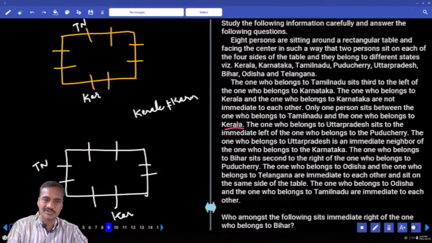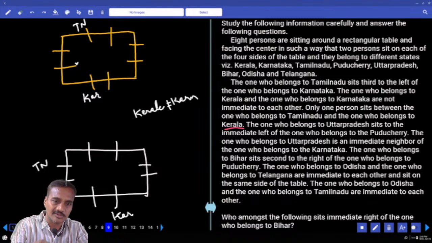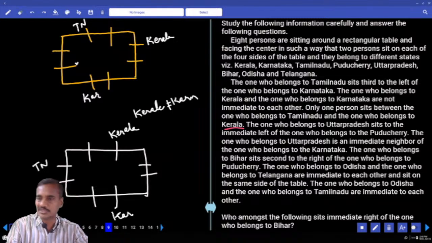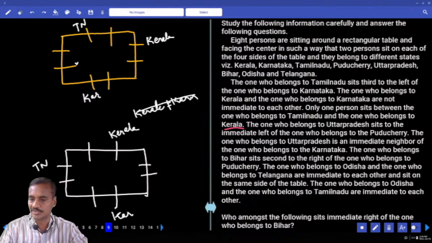And one person between Tamil Nadu and Kerala, hence Kerala cannot be here. Hence between Tamil Nadu and Kerala, there must be exactly one person. And the one who belongs to Kerala is here. Kerala and Karnataka cannot be adjacent.